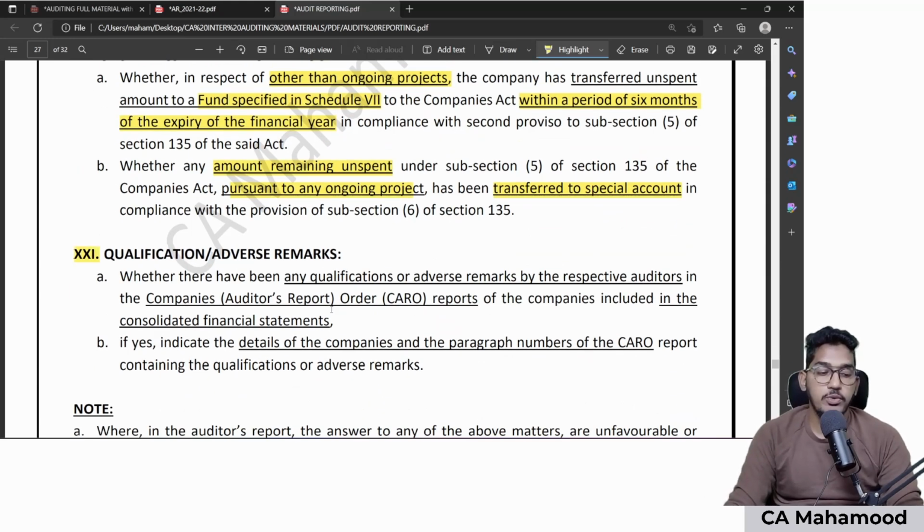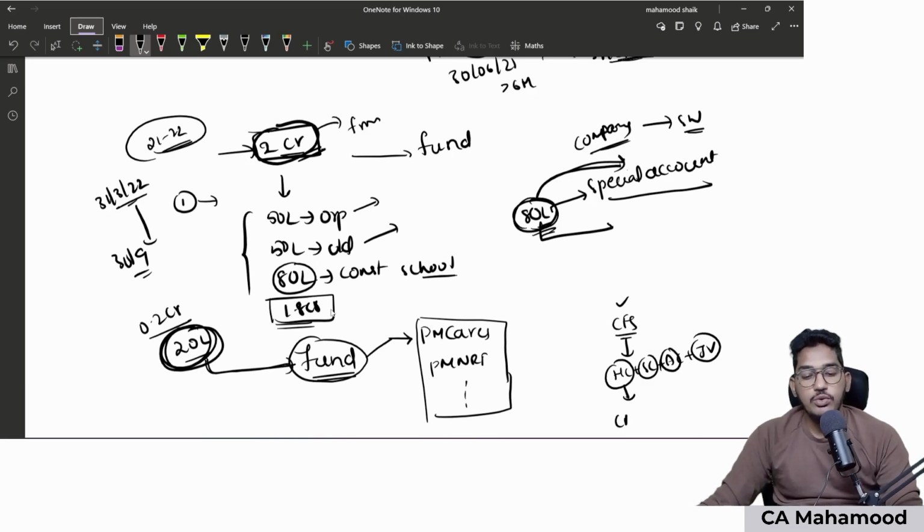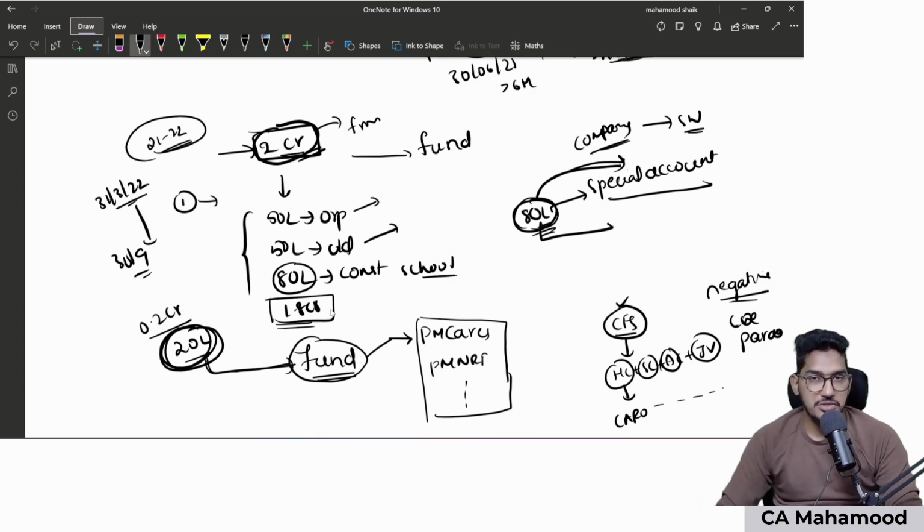This will come only in the audit report of consolidated financial statements. Here what they simply say is, whatever company's information is getting included in the consolidated financial statements. So as we know, consolidated financial statements include the holding company, subsidiary company, associate company, joint venture company. You need to go through individual audit reports of all these companies which are included in the consolidated financial statements. Particularly, you have to go through CARO reports of all these companies and find out whether in any of these companies' CARO report there is a negative remark. If yes, I need to mention in the consolidated financial statements audit report which company contains that negative remark and which paragraph contains a negative remark that I have to mention.